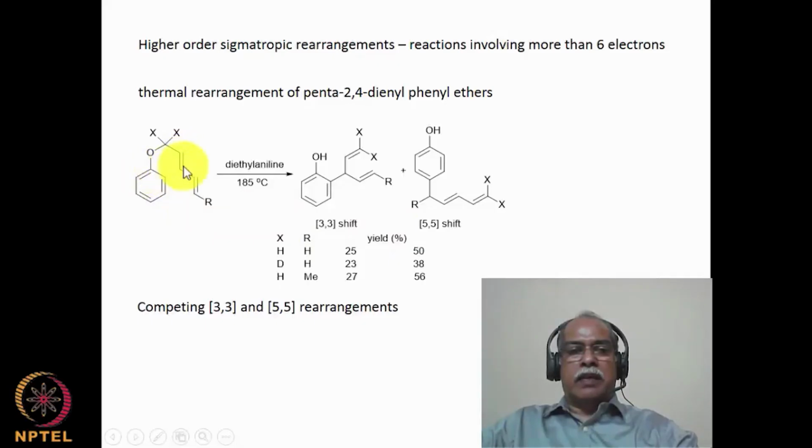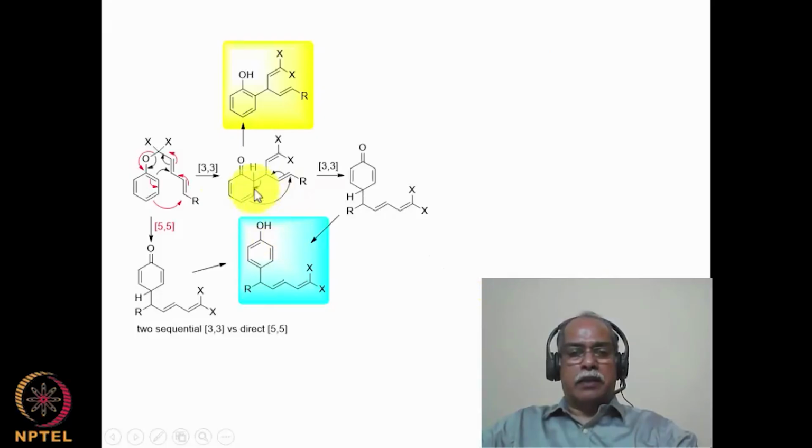You can see here this is something like allyl vinyl ether, so it can undergo a 3,3 sigmatropic rearrangement resulting in the formation of this product. It can also react in the para position, which would be a 5,5 sigmatropic shift. These two mechanisms are depicted in this slide here. The black arrows essentially indicate the 3,3 sigmatropic process. So if we just follow the black arrows that is shown in this particular structure, that will lead to this particular product.